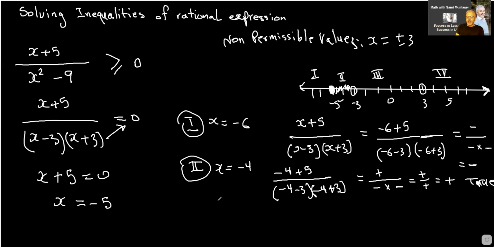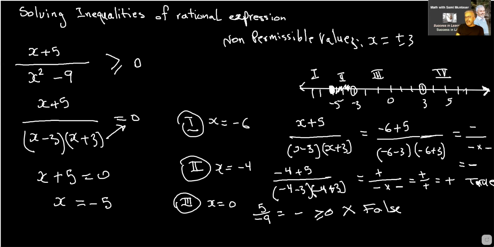Now let's test in this region. Instead of testing a number that's close to the non-permissible values, like 2 or negative 2, when you could test 0, always test 0 because it's a lot faster to work with. So in region 3, I'm going to test x equals 0. When you're testing x equals 0, you just get rid of the x's. You end up with 5 over negative 9, which is a negative answer. And is a negative answer greater than or equal to 0? No, that's false. So you don't shade where 0 is. And if you test any of these numbers, it will give you the same thing, a false statement in this region right here.